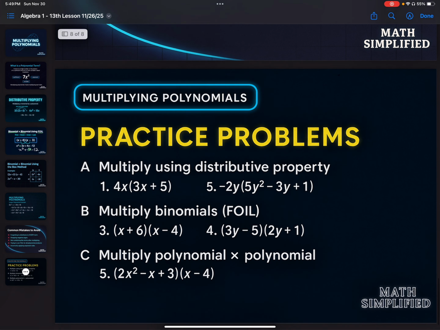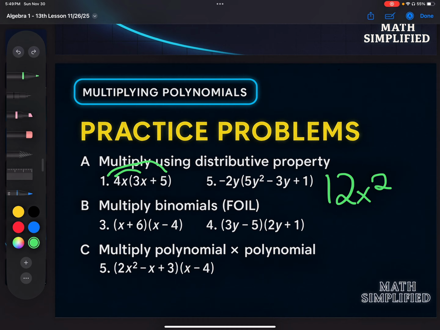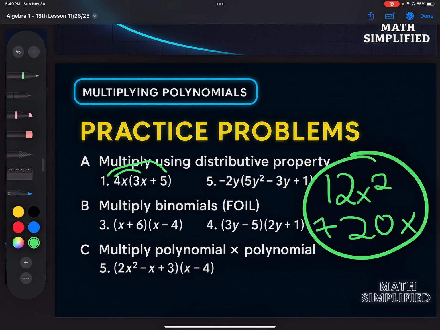Here are some practice problems for you guys to do, and I'll help you with the first one. So 4x times 3x plus 5. What's 4x times 3x? Well, that's 12x squared. And then 4x times 5 would be 20x. So our answer would be 12x squared plus 20x.